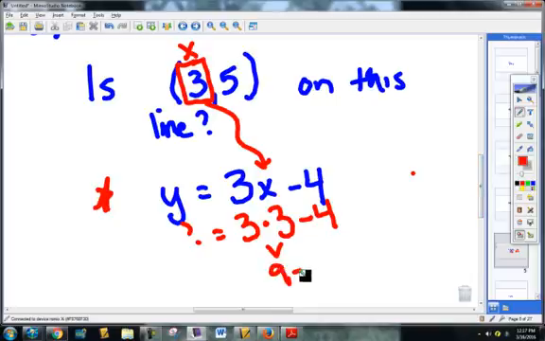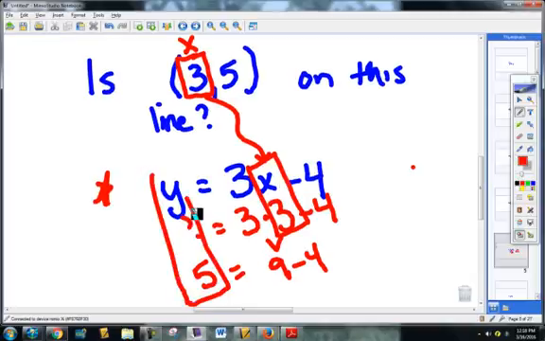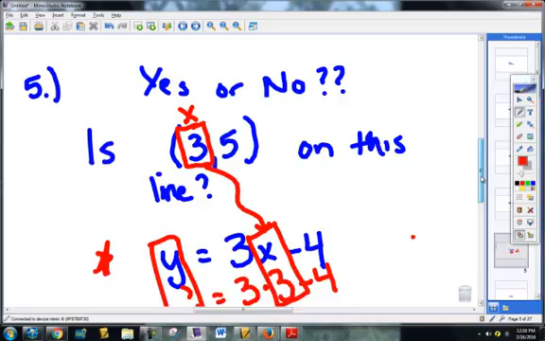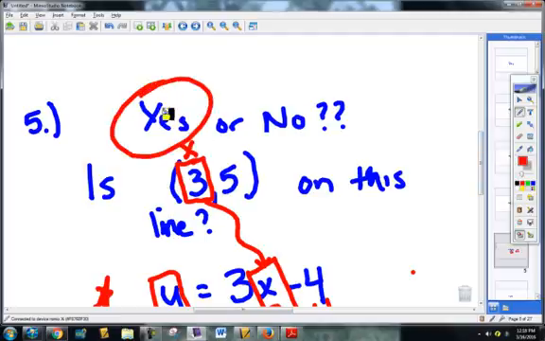But we end up getting 9, and then 9 minus 4 would give us a y of what? So if my x is 3, my independent, my cause, as you learned it in science, then in that specific line, my y has to be 5. Therefore, is that point on the line? Absolutely yes. Are we feeling better about that? Okay, good. All right, let's go to the next question.